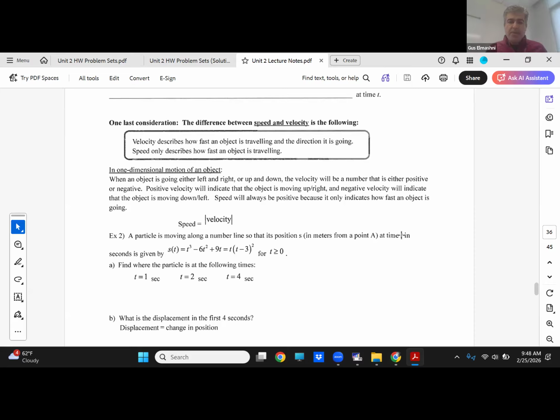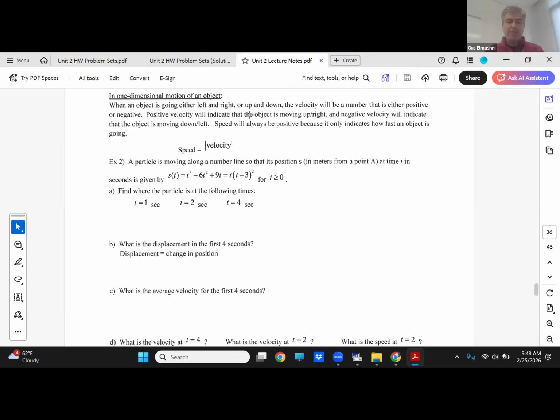So for example, this particle, not as fun a question as talking about collisions, but here's your position function. It's a cubic function, whatever. It's given to you expanded and factored. Doesn't really matter. You're asked to find where the particle is at the following times. That's really easy, right? Just plug it in. So for part A, that's easy peasy. That's just S of 1. Then we've got to get S of 2. Then we have to get S of 4.